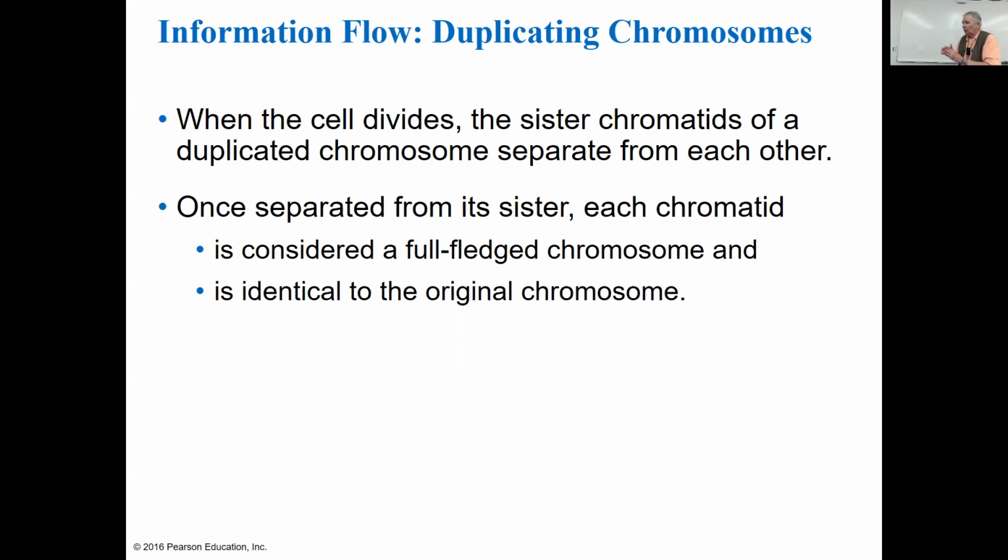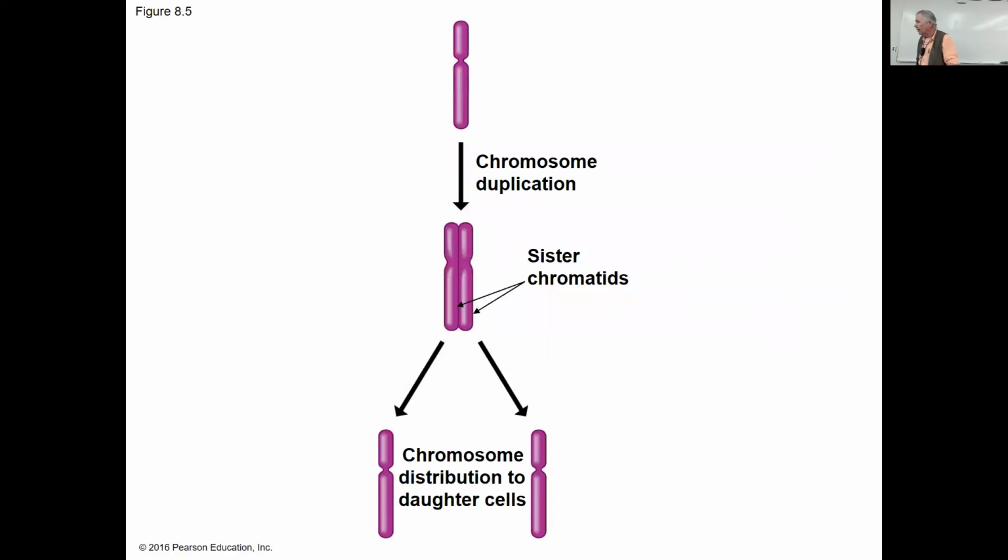So when a cell divides, the sister chromatids of duplicated chromosomes separate from each other. So you have these sister chromatids attached to each other. And in one phase in mitosis, they are split apart. And they become individual, full-fledged single chromosomes in their own right. So one of the chromatids goes into one cell, it becomes a single chromosome. The other chromatid goes into another cell.